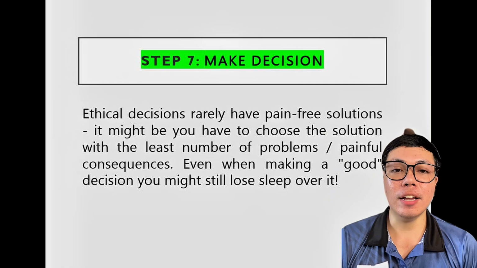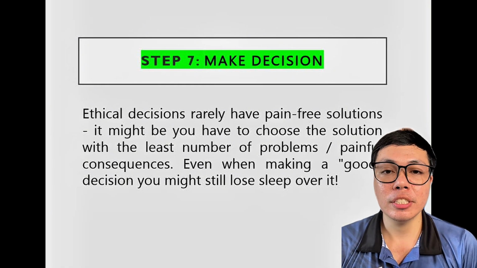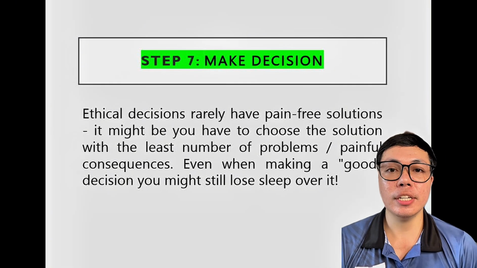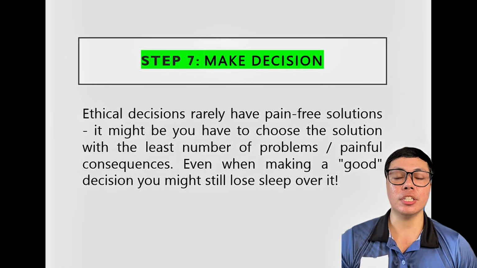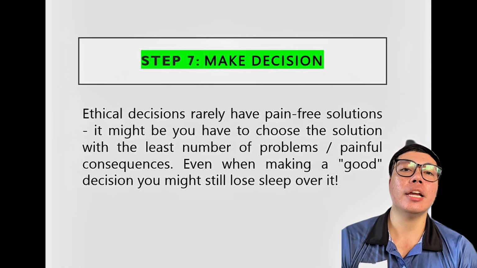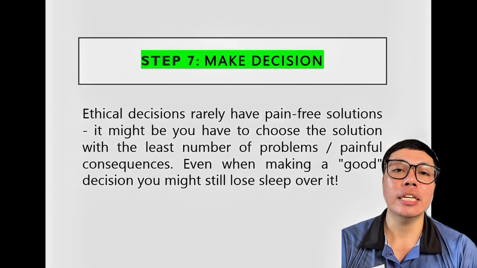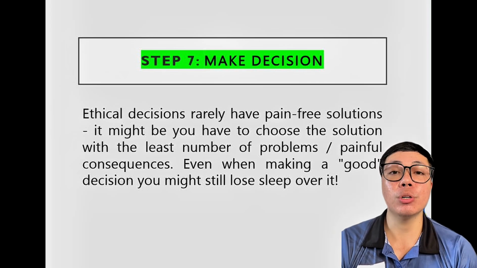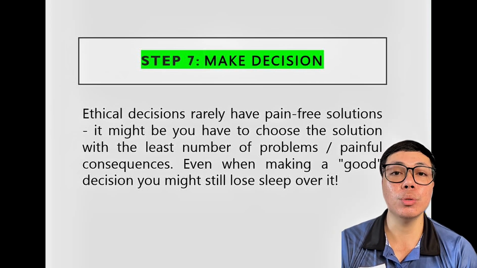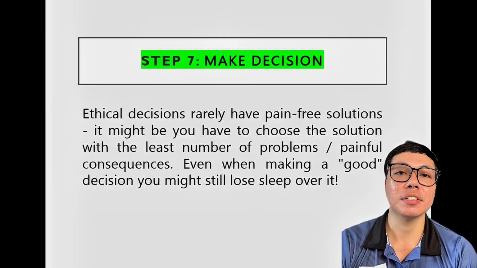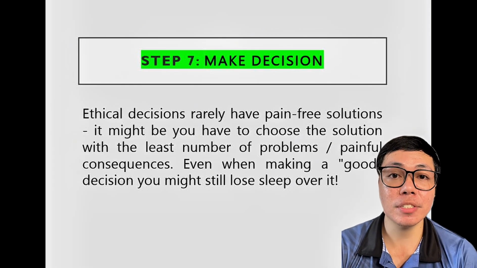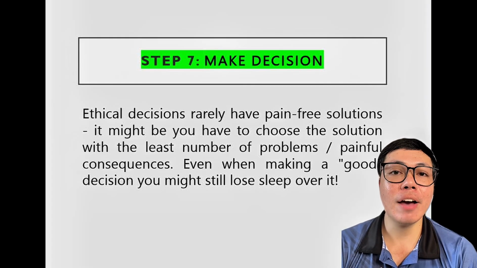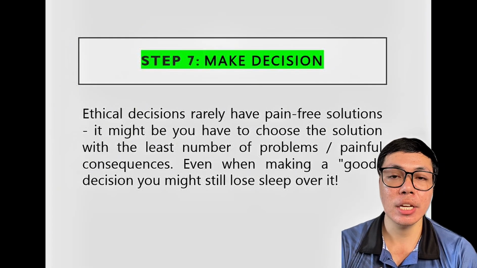Now this is the last step of Scott Ray's 7 steps of moral reasoning, which is step 7: make a decision. So ethical decisions rarely have pain-free solutions. It might be you have to choose the solution with the least number of problems or painful consequences. Even when making a good decision, you might still lose sleep over it. So choose the option that best fits the moral principles and has the least harmful consequences.